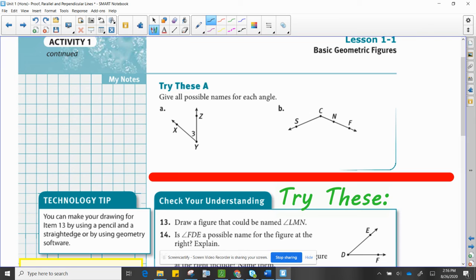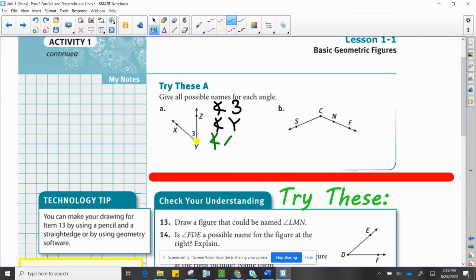So one way we can name it is using the angle symbol and the number that they use to describe it. So we can call this angle 3. Remember, I could also use the angle symbol and use the vertex. So my vertex here is the Y, because that's where our 2 segments meet. Okay, I can call this angle 3. I can call this angle Y. But again, I can call it using the 3 points on here. I just have to make sure my vertex is always in the middle.